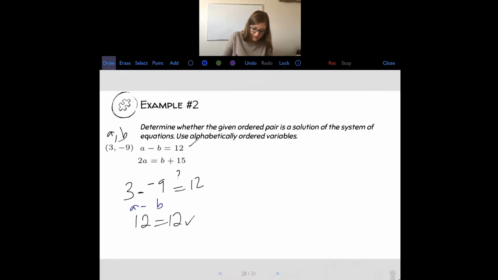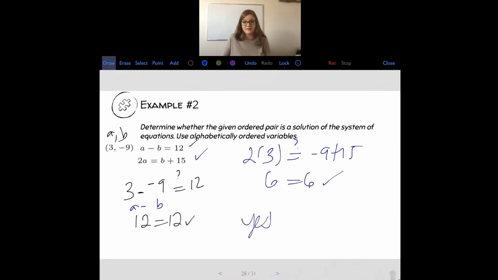And let's check the bottom one. So 2 times 3. I think I evaluated that already in my brain. That happens sometimes. -9 plus 15. So this is 6 is equal to 6. So it checks out. So yes, 3, -9 would be a solution to the system, or is a solution to the system, because it satisfies all equations.